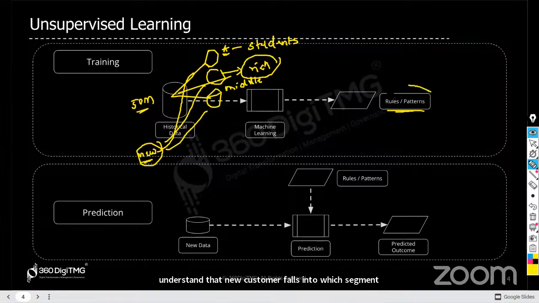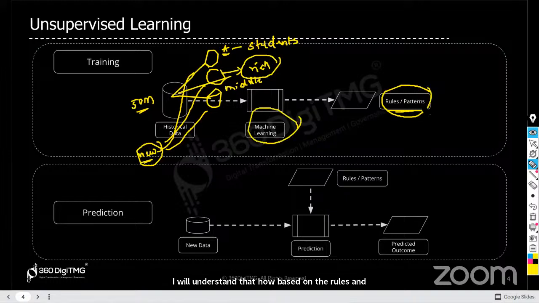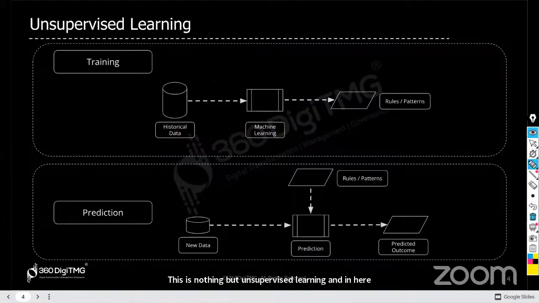I will understand that based on the rules and patterns that I've got from the machine learning algorithm. I'll apply those rules and patterns on the new data and I will predict my output. This is nothing but unsupervised learning. And here, you have to understand one thing. We are not predicting anything. And also here, the output variable is not known in the historical data.